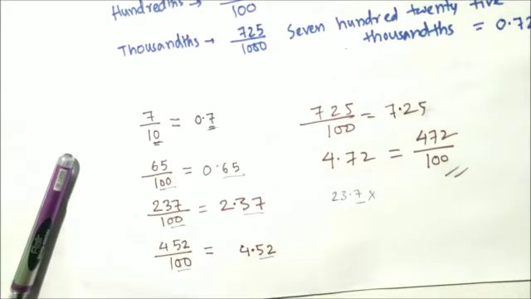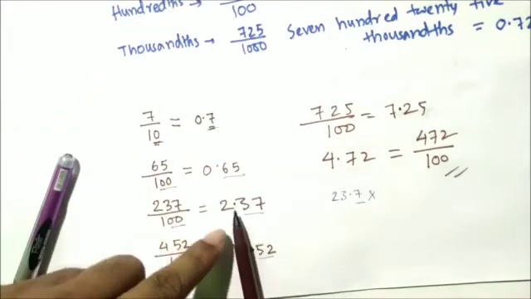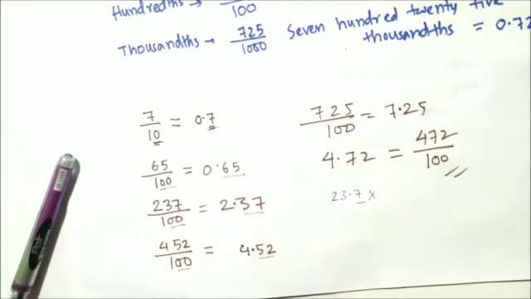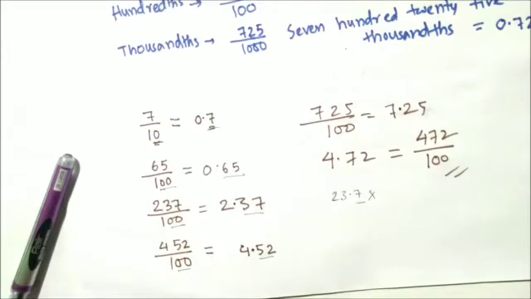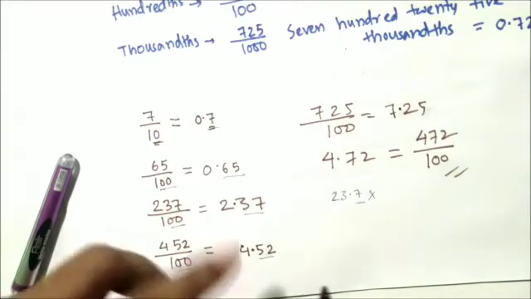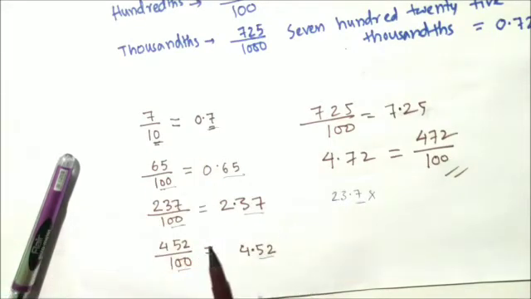Correct? Okay. Now going to the next part, a small thing I just want to know: how will we read it? I am giving you two options. Will we read it as 2.37 or will we read it as 2.37? Which one is correct? Option A 2.37, option B 2.37. Which one will be correct?